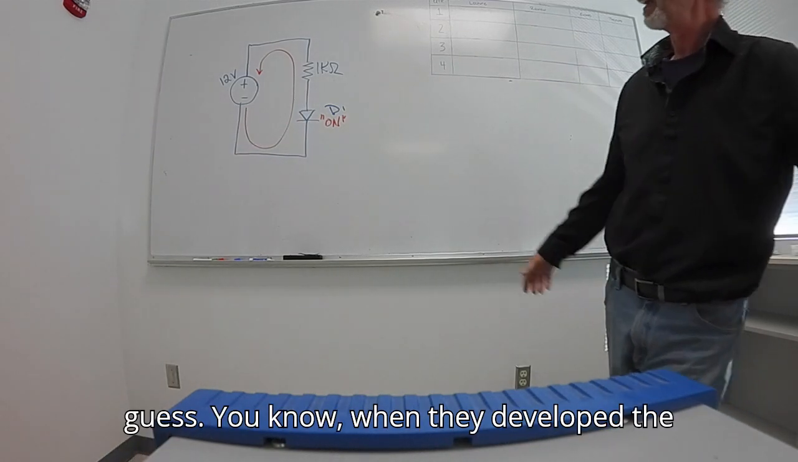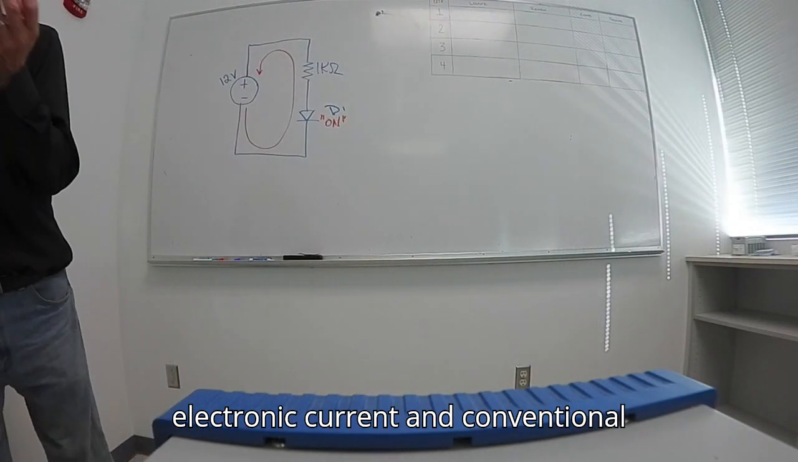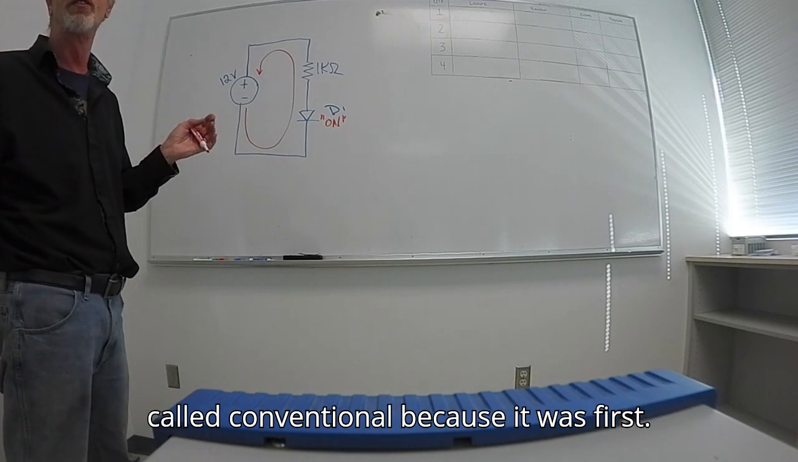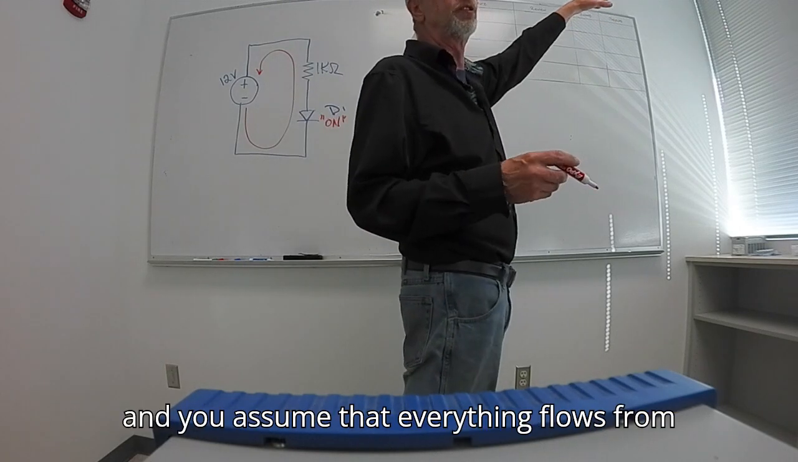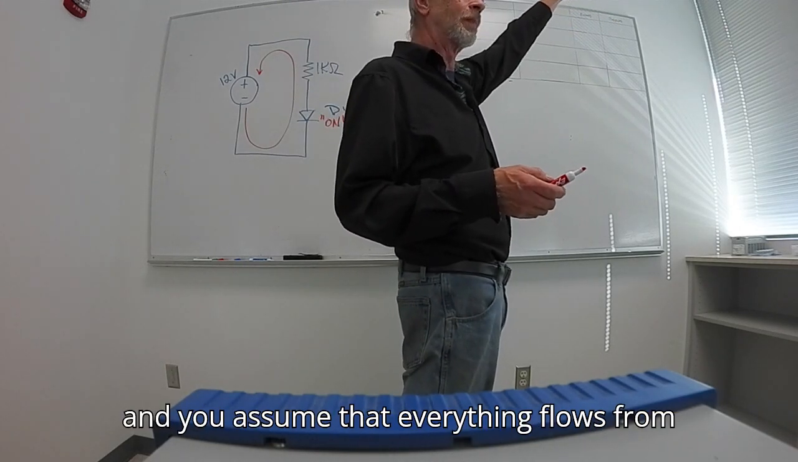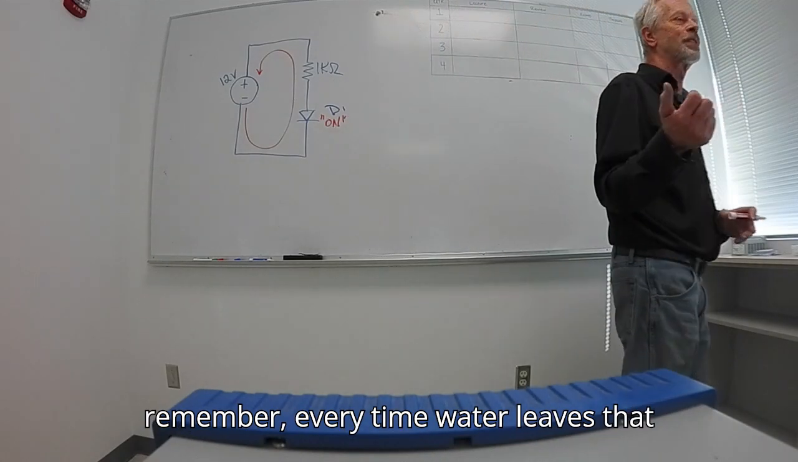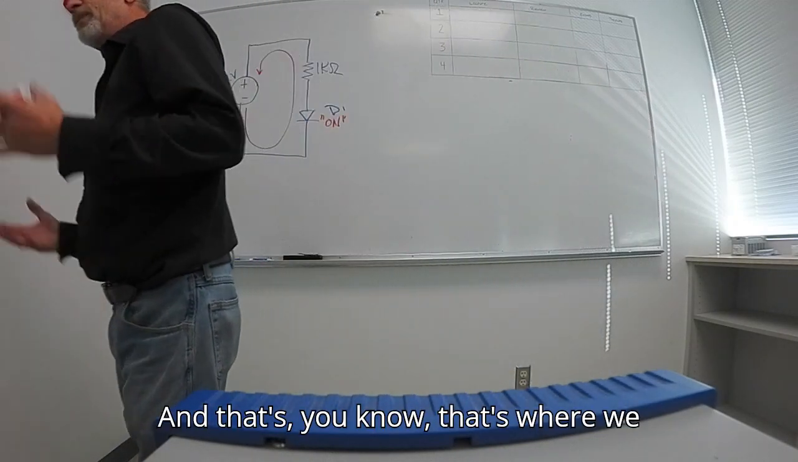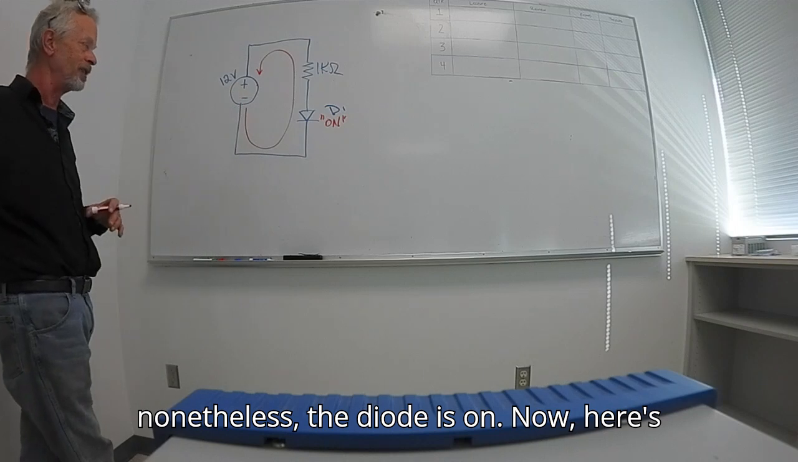You know, when they developed the schematic, I don't think they understood the difference between electron current and conventional current, because conventional current is called conventional because it was first. You look at a water tower and you assume that everything flows from higher pressure to lower pressure. But remember, every time water leaves that tower, air has to go in to replace it. That's where we are. We went through that last week. But nonetheless, the diode is on.